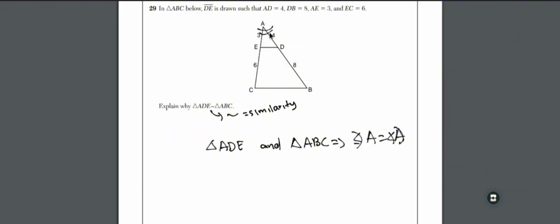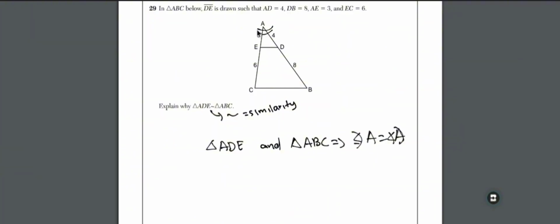Well, for me, first things first, I know that triangle ADE and triangle ABC share angle A. They share angle A. So angle A is congruent to angle A. So I know that this angle is shared among them. It's congruent. And I know also that my triangles have proportional sides.